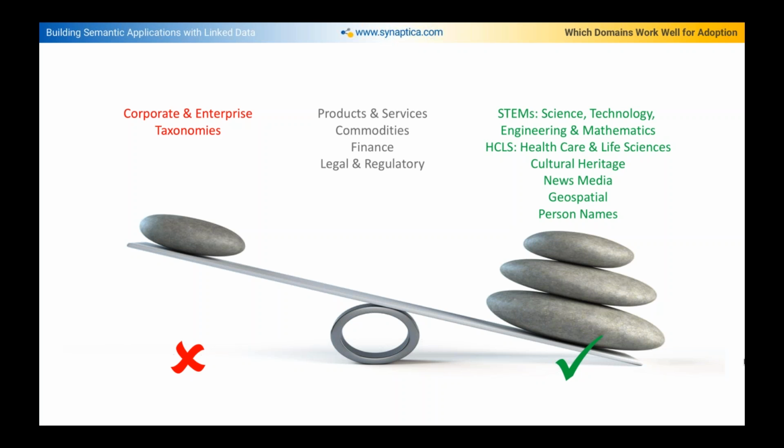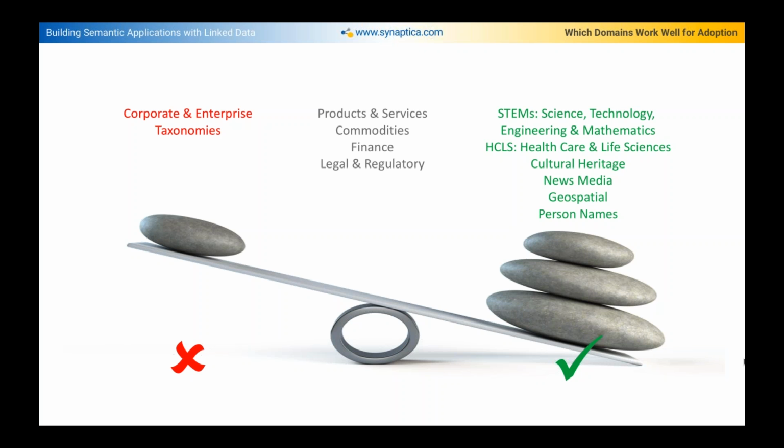When we get into the middle ground, there are products and services and commodity-based taxonomies and linked data resources, and those too can work reasonably well, although they tend to be a little bit more nationally specific or geo-specific.